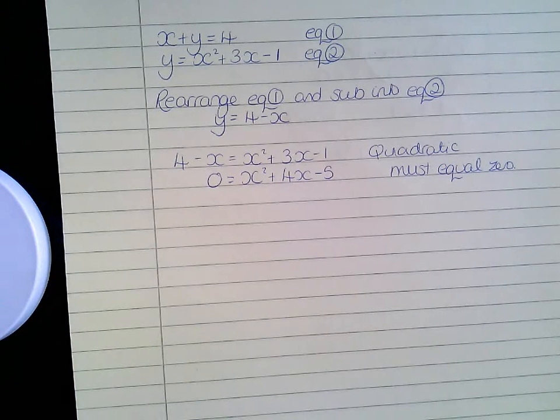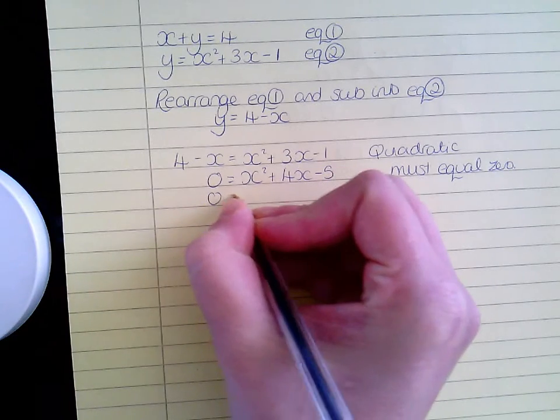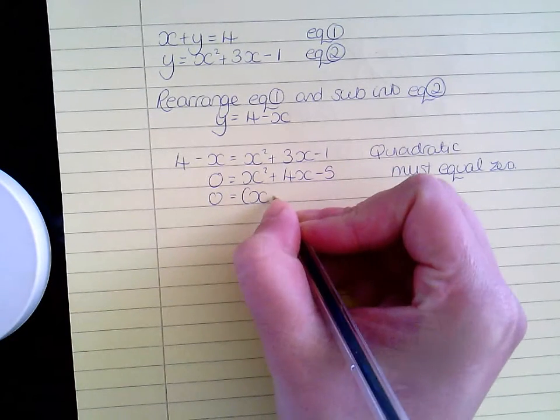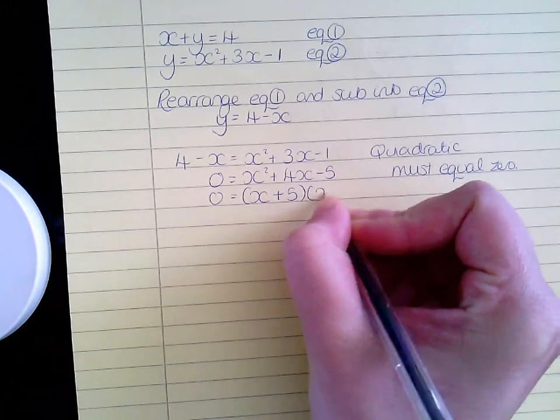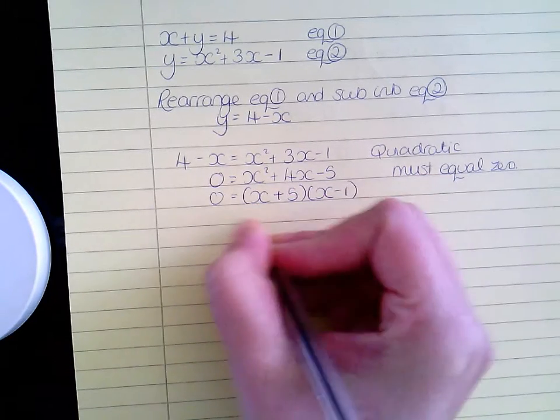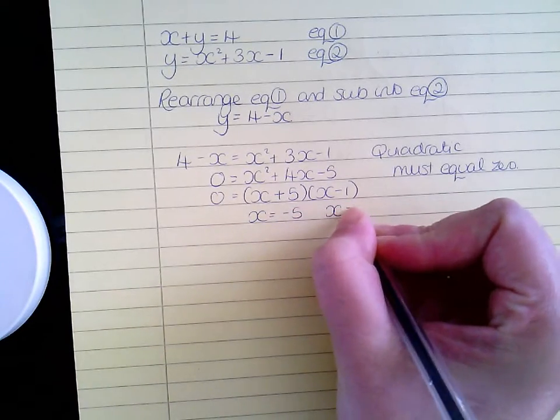Now, at this point, you have your three choices to solve: factorize, formula, or complete the square. This one, I've already spotted will factorize, so I'm going to go along this route. So that gives me x equals minus 5 and x equals 1.